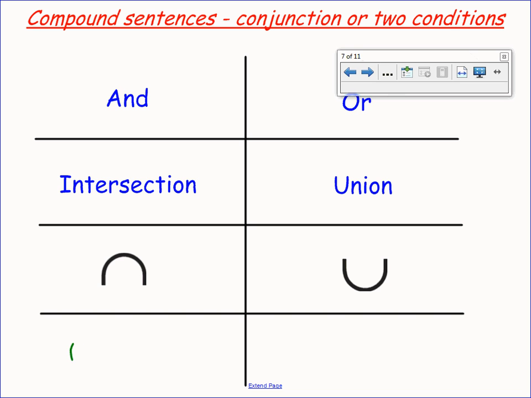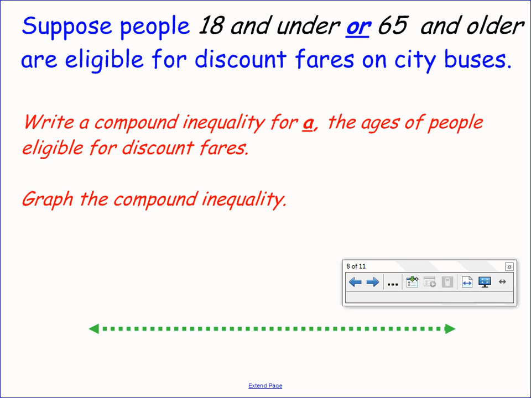Typically, these graphs end up being between one value and another to get your solutions, versus a union, which typically ends up being to the left of one number or to the right of it. These may or may not be shaded in, depending on what the situation is. Let's go ahead and write a compound inequality that represents a given description.